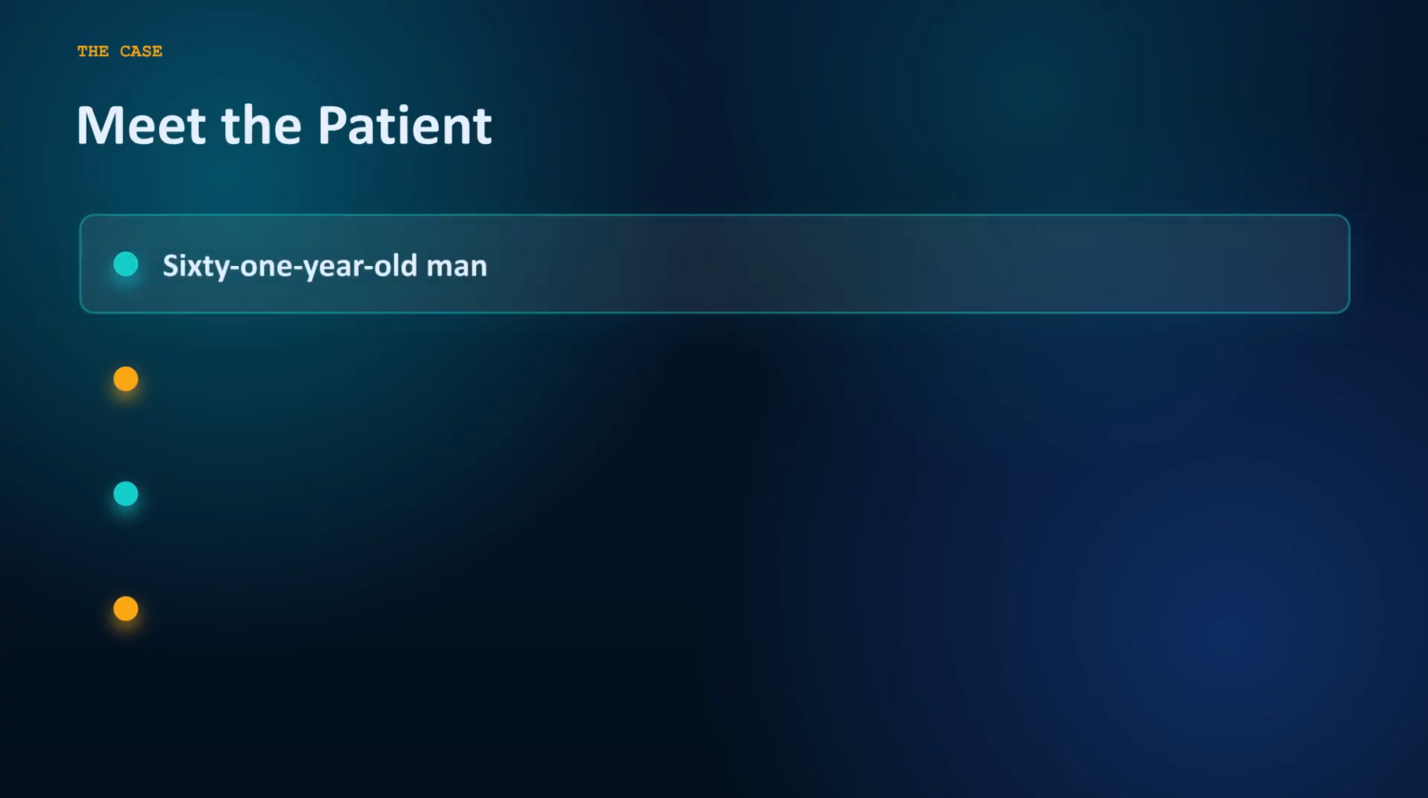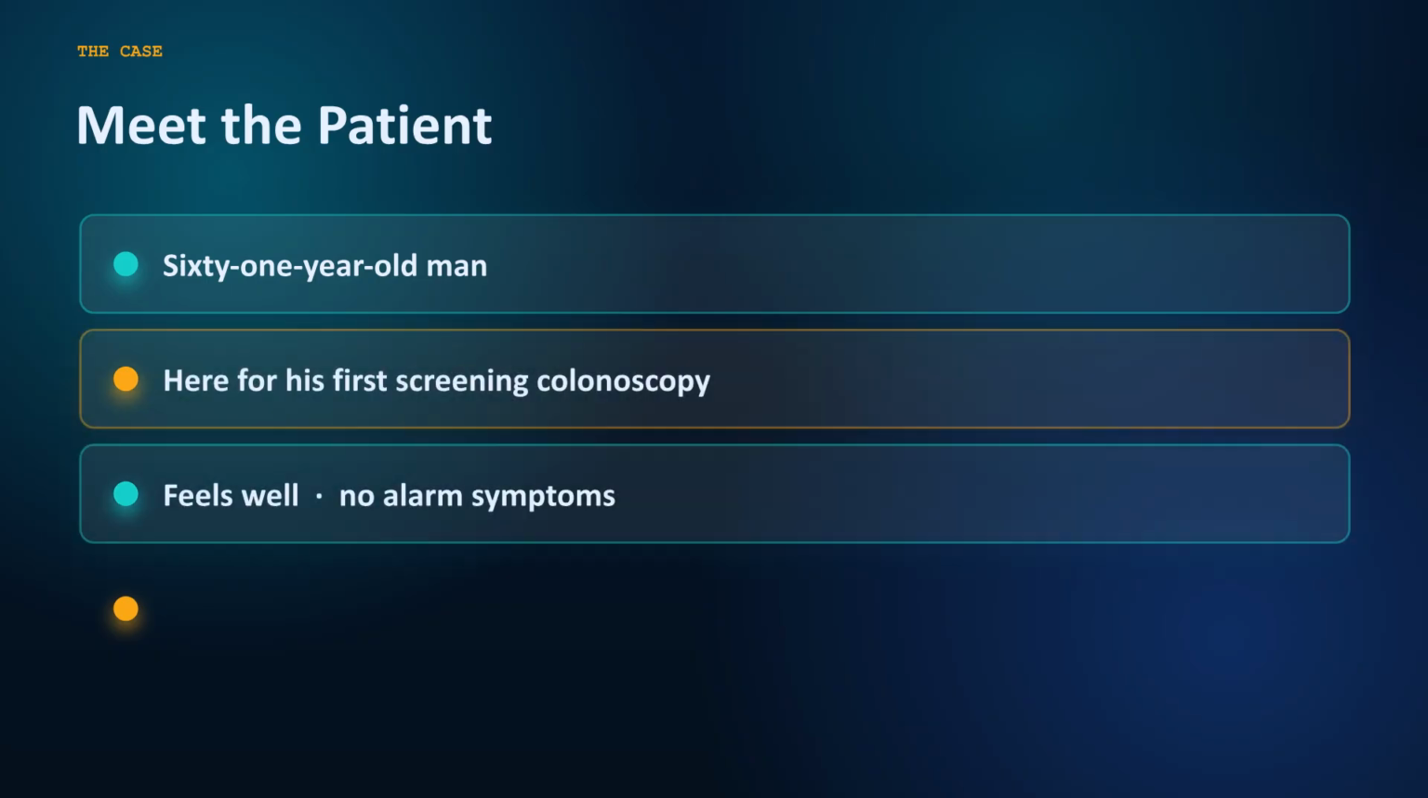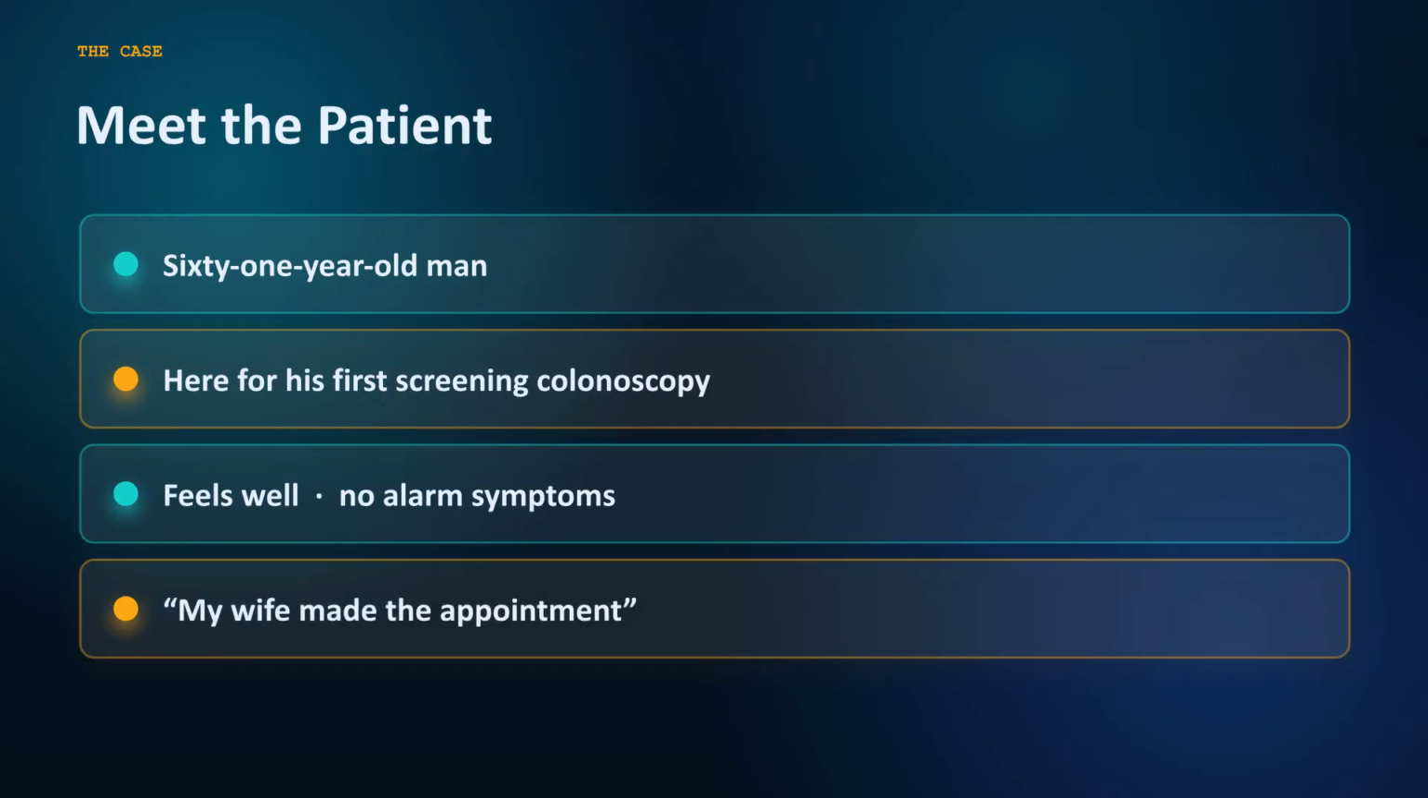He is a 61-year-old man who comes to clinic for one reason. He wants to schedule his first screening colonoscopy. He feels well. He works. He travels. He has no alarm symptoms. In his own words, he is only here because his wife made the appointment. That is the whole chief complaint.